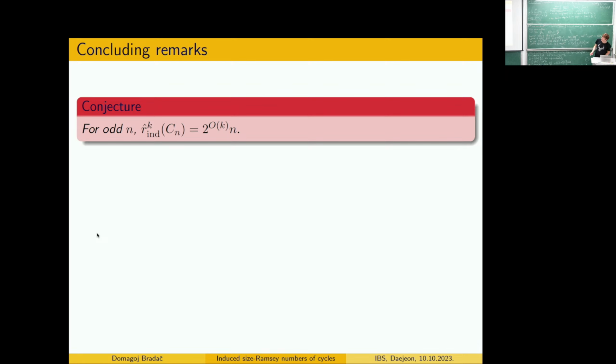Okay, so let me finish the talk with the main remaining open problem. So we think that for odd cycles, the induced size-Ramsey number should be exponential in the number of colors times the length of the cycle.